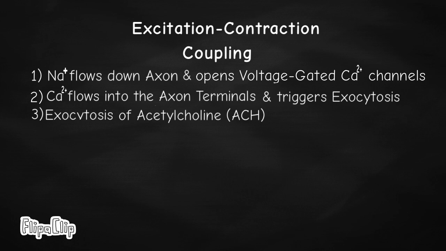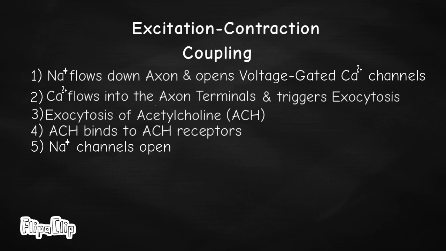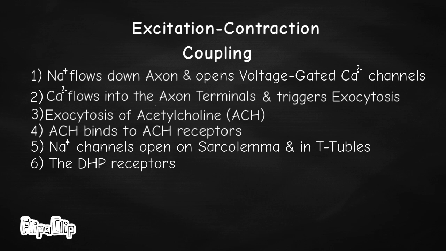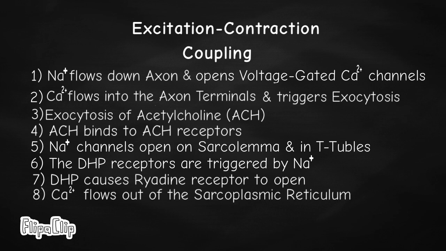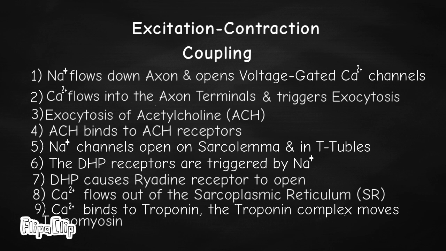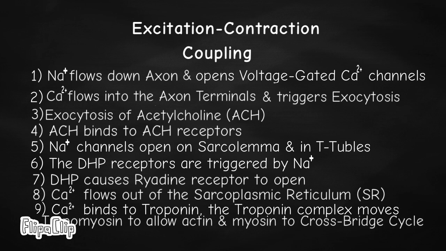After the exocytosis of acetylcholine, acetylcholine will bind to its receptor on the sarcolemma, causing sodium channels to open, and this will cause depolarization down the sarcolemma and will trigger the DHP receptors. The DHP receptors will cause ryanodine receptors to open, causing the flow of calcium outside the sarcoplasmic reticulum. After this, calcium will find troponin, and then the whole complex will move tropomyosin out of the way in order for actin and myosin to cross-bridge cycle. After that, the sarcomere will shorten.